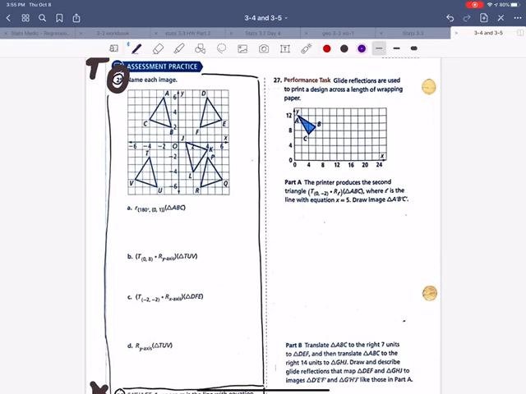Let's finish up these two. So it says name each image. So a 180 degree rotation, R means rotate, right? Little r. Ooh, but instead of around the origin, they rotated around 0, 1. So here's ABC. And what if I spun it around 0, 1?